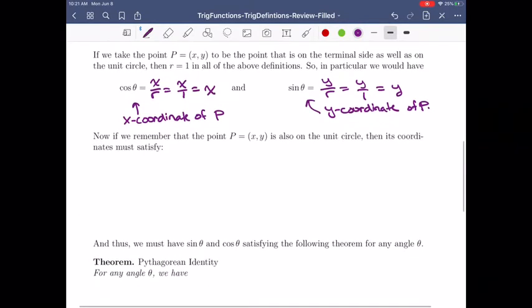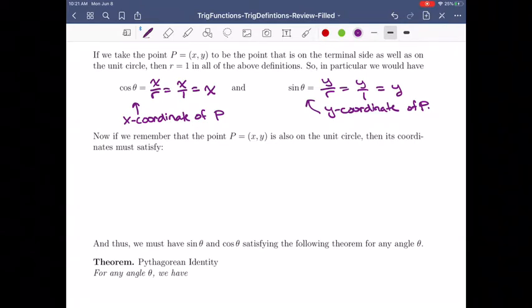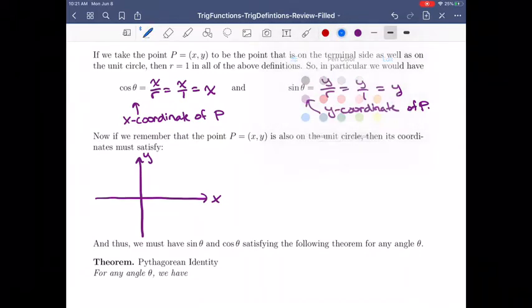Then we can say some more things about cosine and sine. I'm going to draw you a picture. Our angle's in standard position. Let's draw the angle first. Maybe it looks like this. Maybe that's our angle.